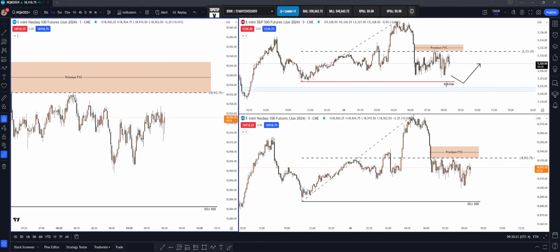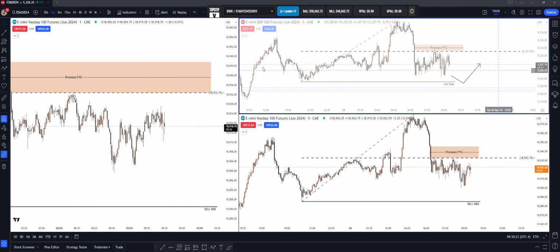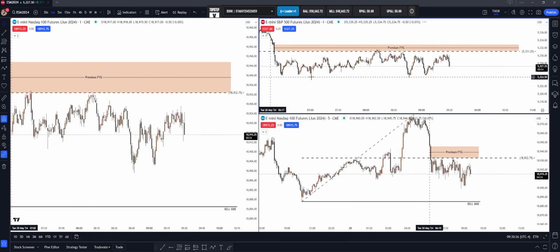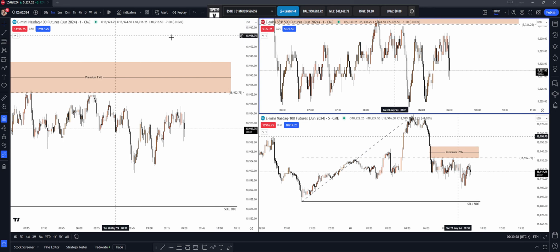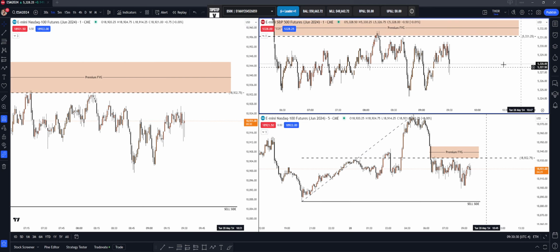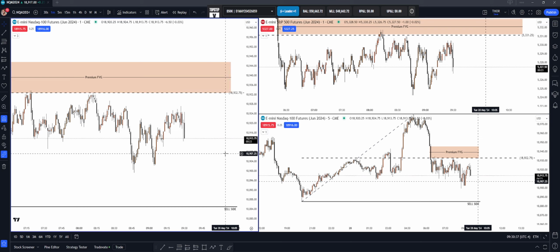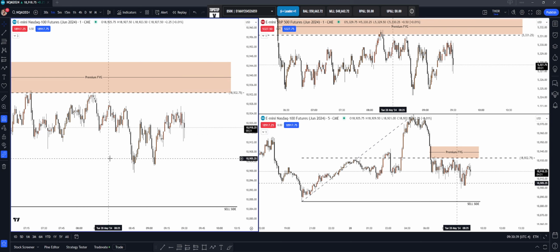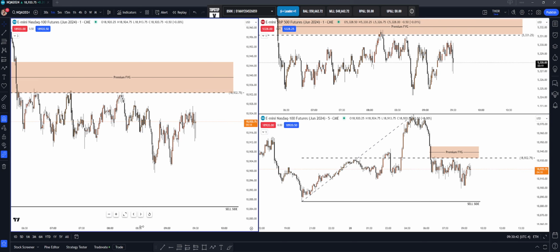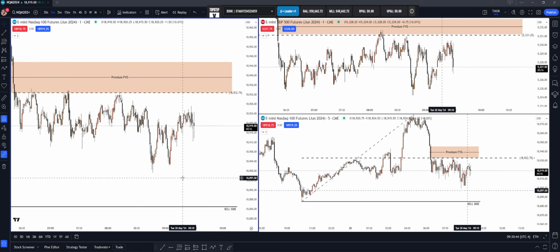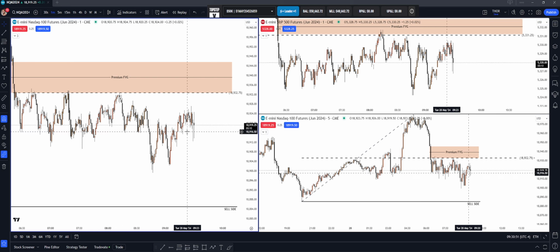So I think there's a 1-minute SMT divergence as well. Yep. Very slow open.